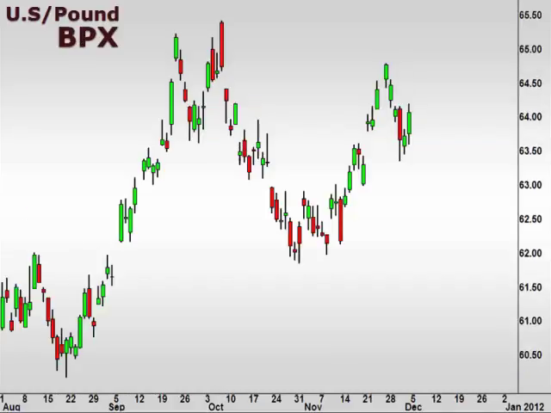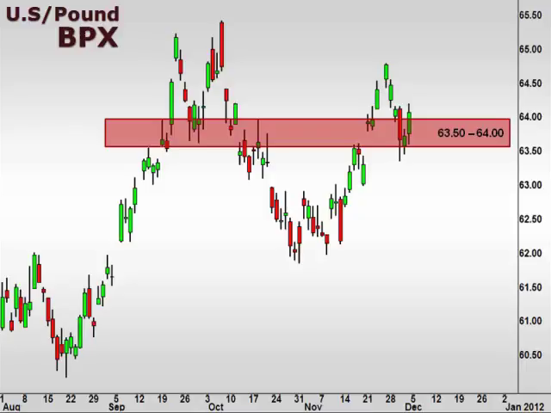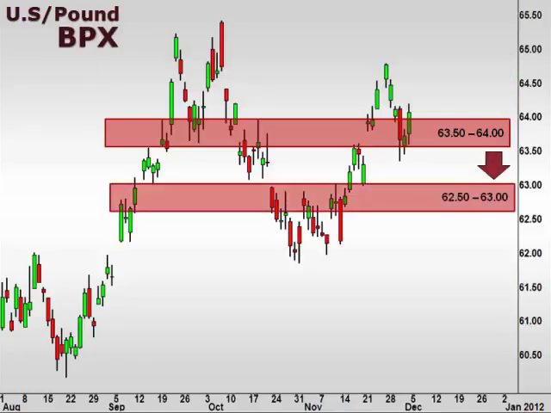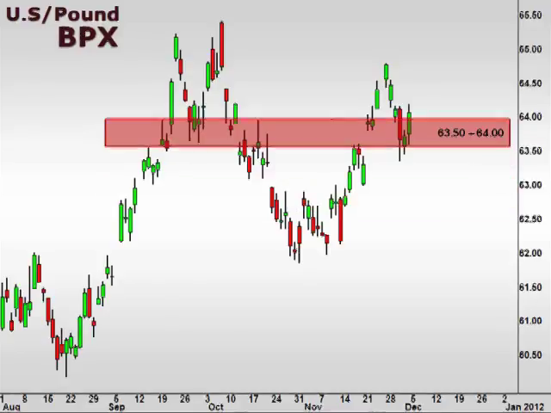Next up, the BPX, the US dollar versus the British pound. Well, the BPX pulled back to the 63.5 support level and bounced. 65 remains a key overhead resistance. A break below 63.5 will likely test 62.5 for support.